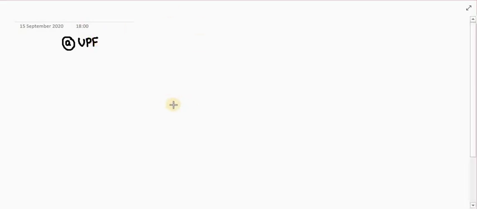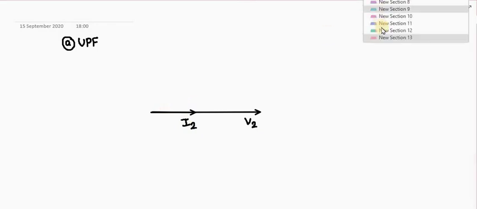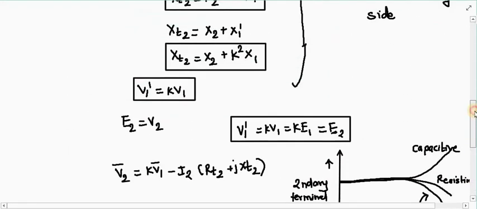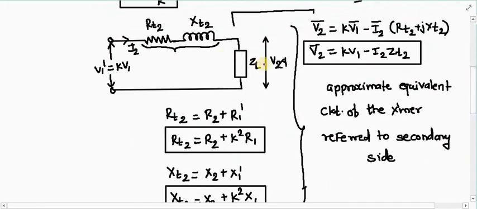So what is the reference vector? Let us take V2 as a reference vector. As my load is resistive, the current is in phase with the voltage. So the secondary current is in phase with the secondary voltage. Now come to the approximate equivalent circuit of this circuit. Now according to this circuit, I will draw the phasor diagram.